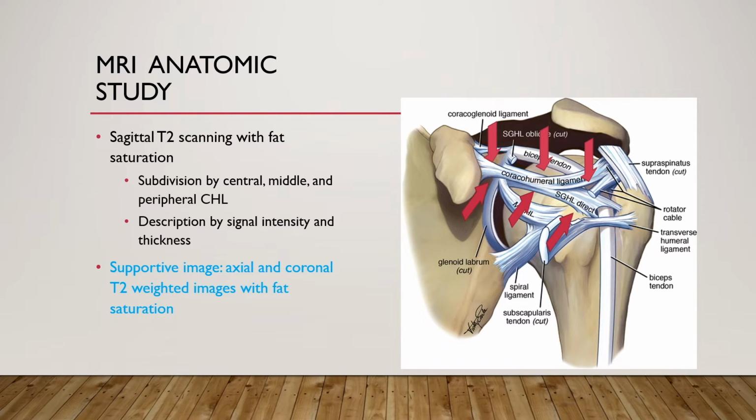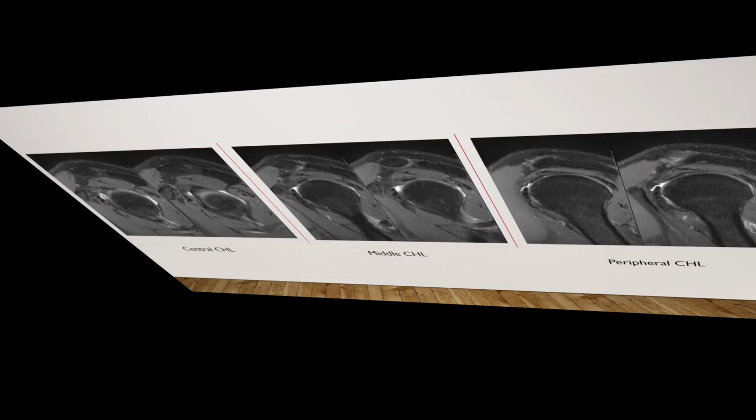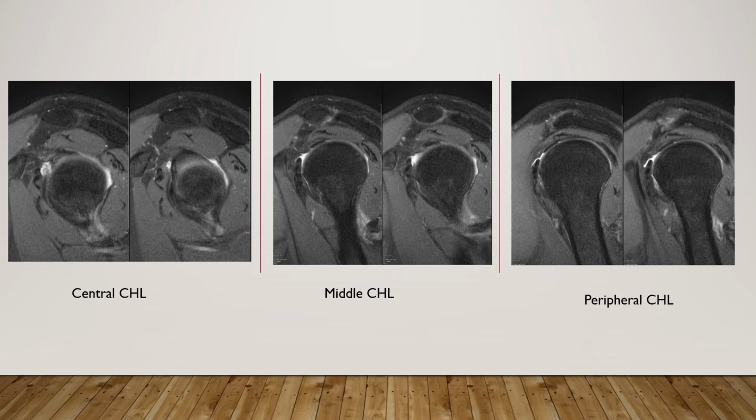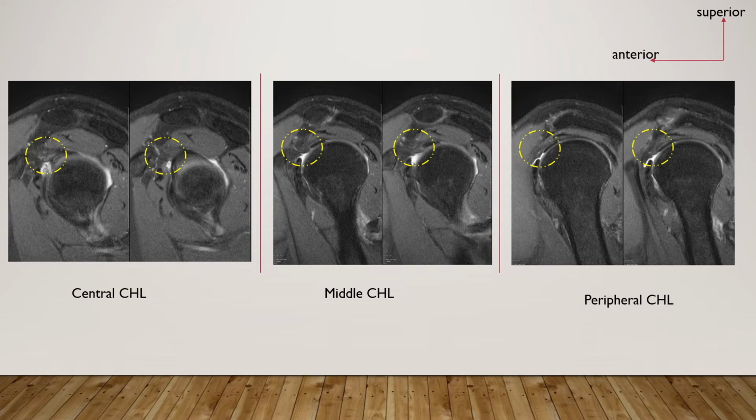In identifying the pathology, I'll describe the signal intensity and thickness. Axial and coronal T2 weighted images would provide supportive images. This MRI is sagittal T2 weighted images. This direction is anterior and this direction is superior. This MRI shows the normal signal intensity and size of the coracohumeral ligament.